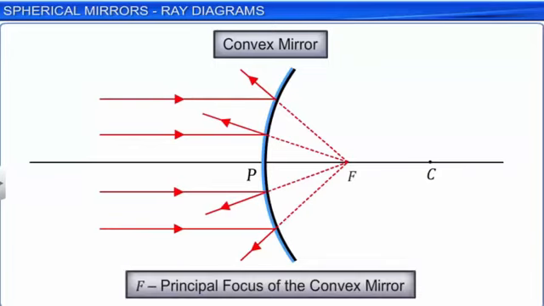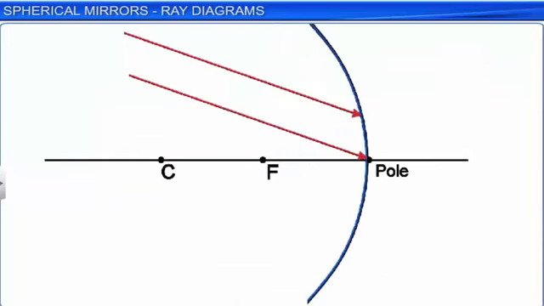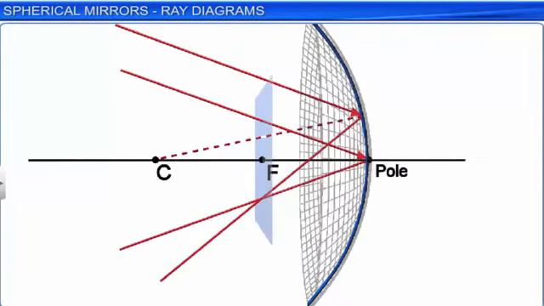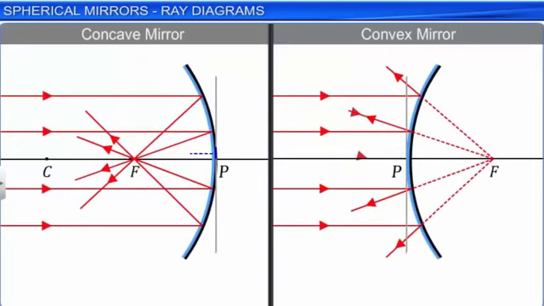When parallel rays making a small angle with the principal axis are incident on a concave mirror, the rays converge to a point on a plane that is normal to the principal axis and passing through the principal focus. This plane is called the focal plane. The distance between the pole and the principal focus of a mirror is called its focal length and is denoted by f.